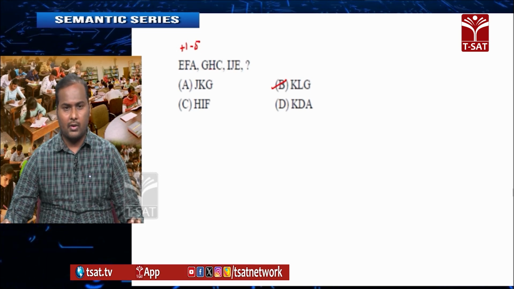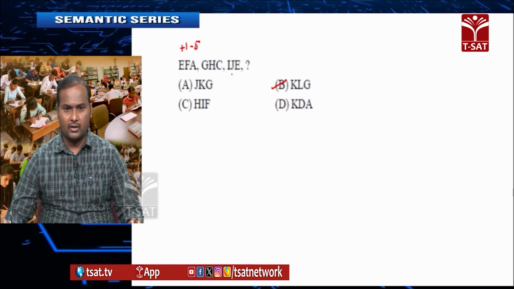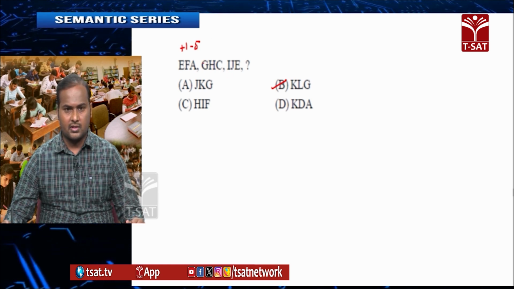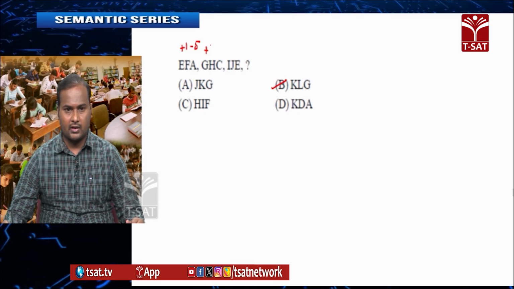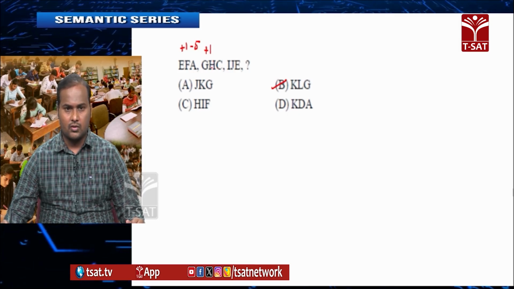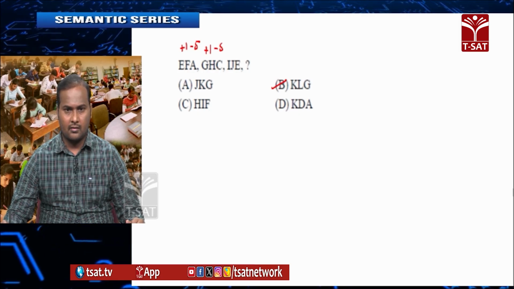If all the remaining also follow plus 1 and minus 5, then we will check from the options. For example, G to H: G is 7, H is 8, so it is also increasing by 1. Here H is 8, C is 3, so 8 minus 3, it is also decreasing by 5.